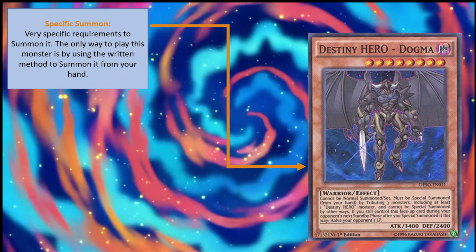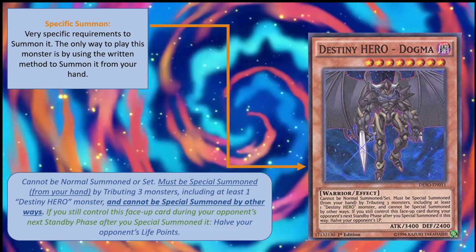This is a very specific requirement in how to summon this card, and here it says: cannot be normal summoned or set, must be special summoned from hand, (brackets open so my opponent knows what to target) by tributing 3 monsters including at least 1 Destiny Hero monster, and cannot be special summoned by other ways. So this card tells you, hey, listen here, you cannot get me out of the graveyard with Monster Reborn. It doesn't work. I can only be summoned by my own effect.